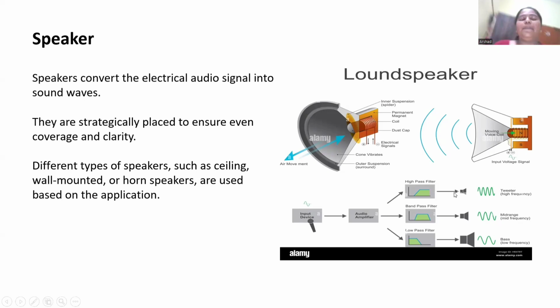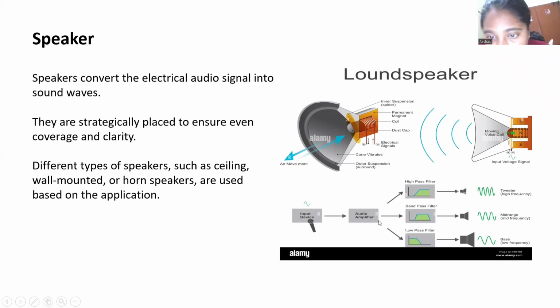So this is the representation of a loudspeaker. Here we have the inner suspension called the spider, and the permanent magnet. This is the permanent magnet. It is the coil. This is the dust cap, which will not allow dust to enter into the speaker. And these are the electric signals, plus and minus. And this is the cone that vibrates, with the outer suspension, the surround. When the input voltage comes here, it moves the voice coil, and the sound comes.